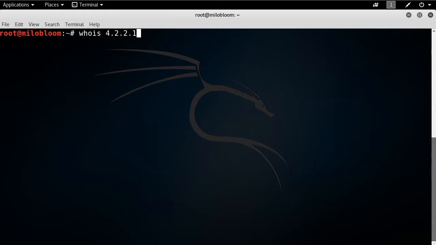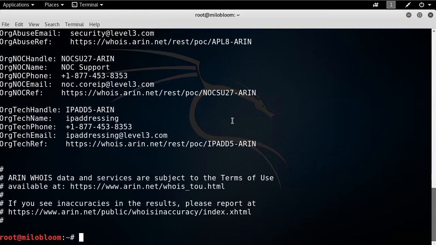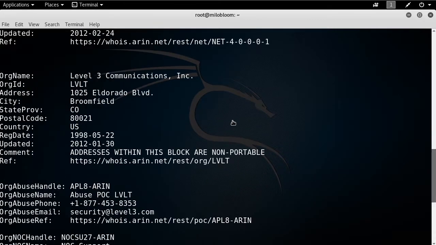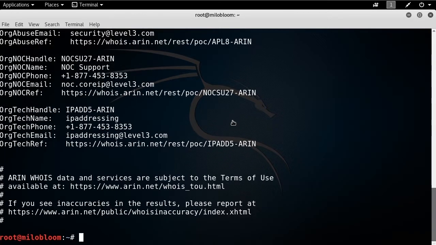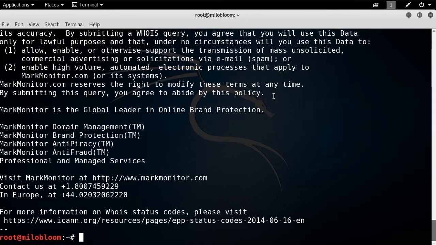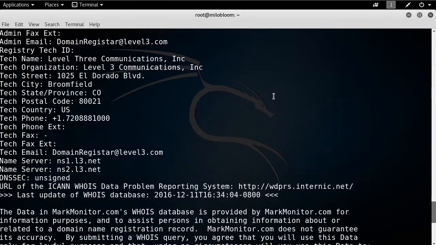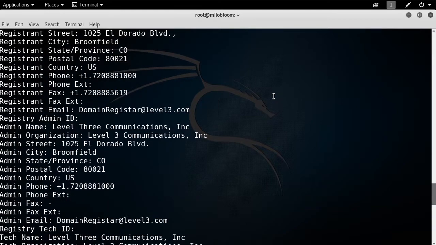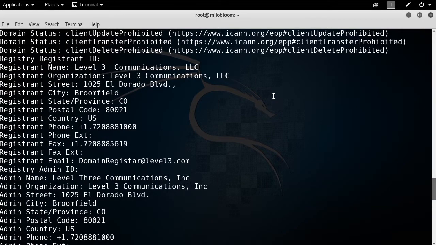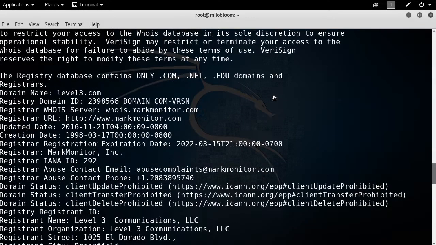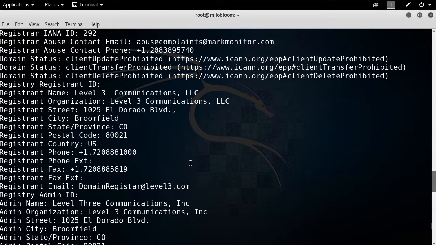So, for example, I can look up an IP address, and I'm going to get back the name of the company that owns this particular IP address. Keeping along with that, I can do a lookup on a domain name, and theoretically, I can find the name of the company that owns the domain name. Now, some domains are actually going to be private, meaning that they are stored behind some anonymous entity, so you may not always be able to get the information that you're looking for. But in this case, we've got Level 3 Communications.